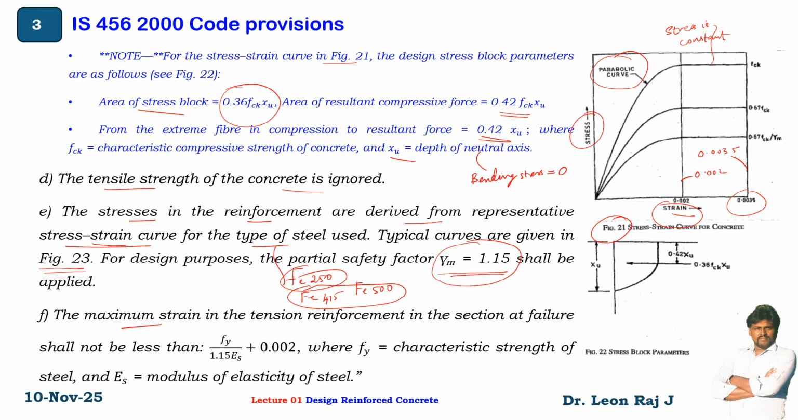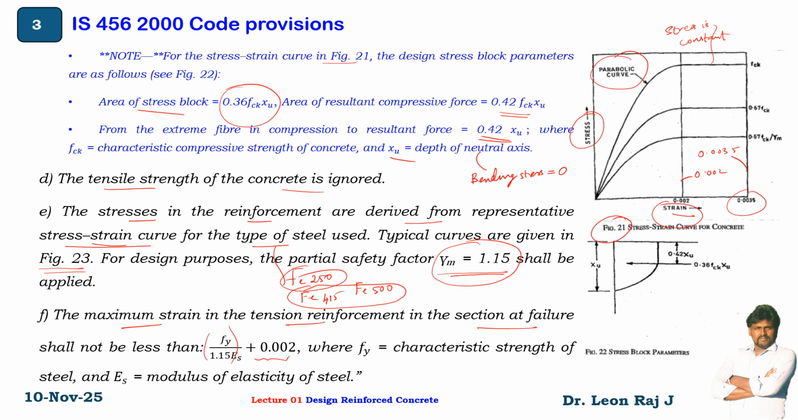Maximum strain in the tension reinforcement. We have seen the maximum strain in the compression fiber is 0.0035. The maximum strain in the tension reinforcement in the section at failure shall not be less than fy by Es plus 0.002. Our objective is that steel should yield first, so at any cost we are forcing the steel to yield first.